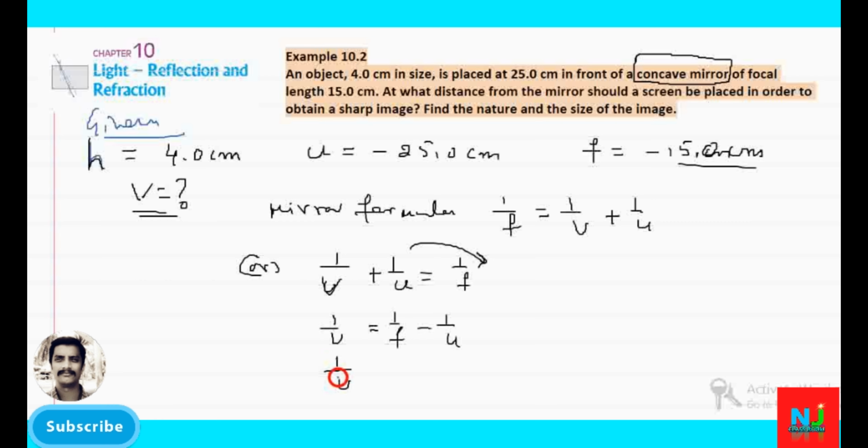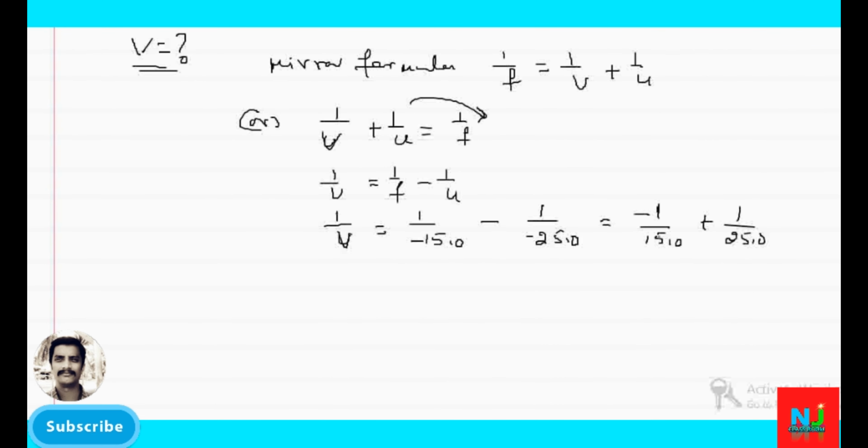1 by v is equal to 1 by f, which is how much? Minus 1 divided by 15.0, minus u, which is minus of minus 25.0. So it is minus 1 by 15.0 plus 1 by 25.0. Okay, it is plus 1 by 25.0. So it is clear. So now go for the simplification.